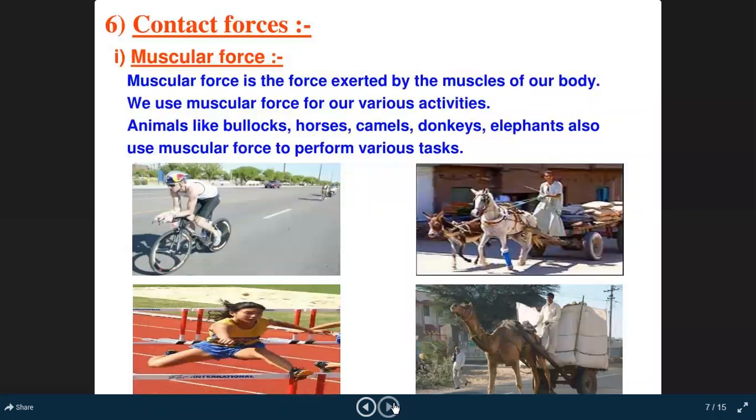Muscular force. In all these four pictures, you can see the muscular force is applied. What is common in all these? This is force exerted by the muscles of our body. Here, the cyclist applying the force with the help of muscle, horses, the athlete, camel. So they all are using muscular force to perform various tasks.